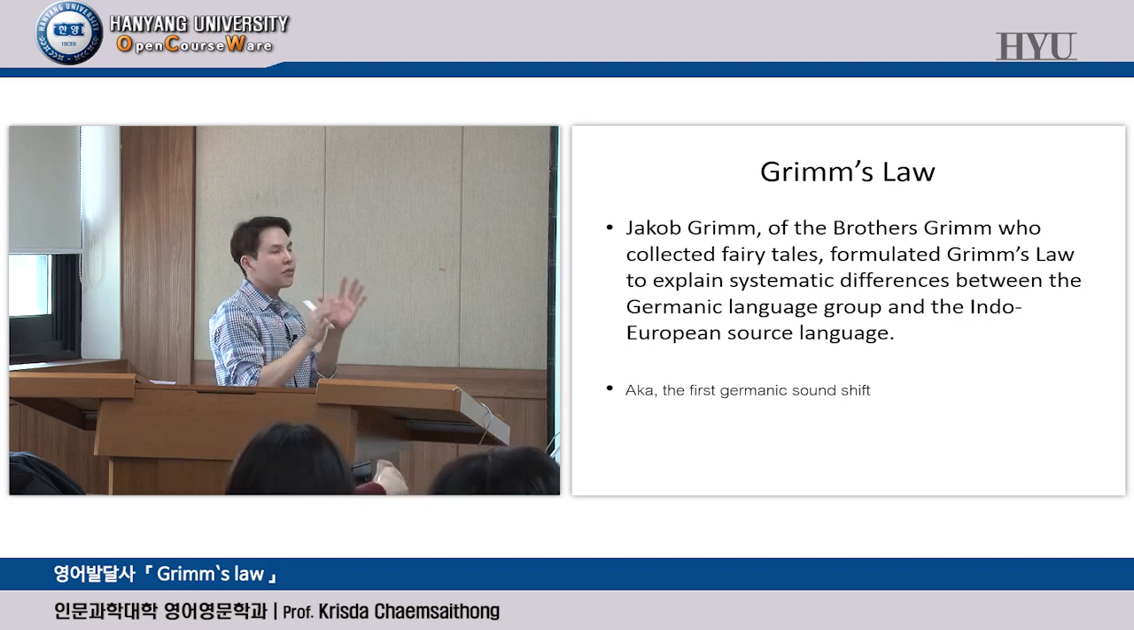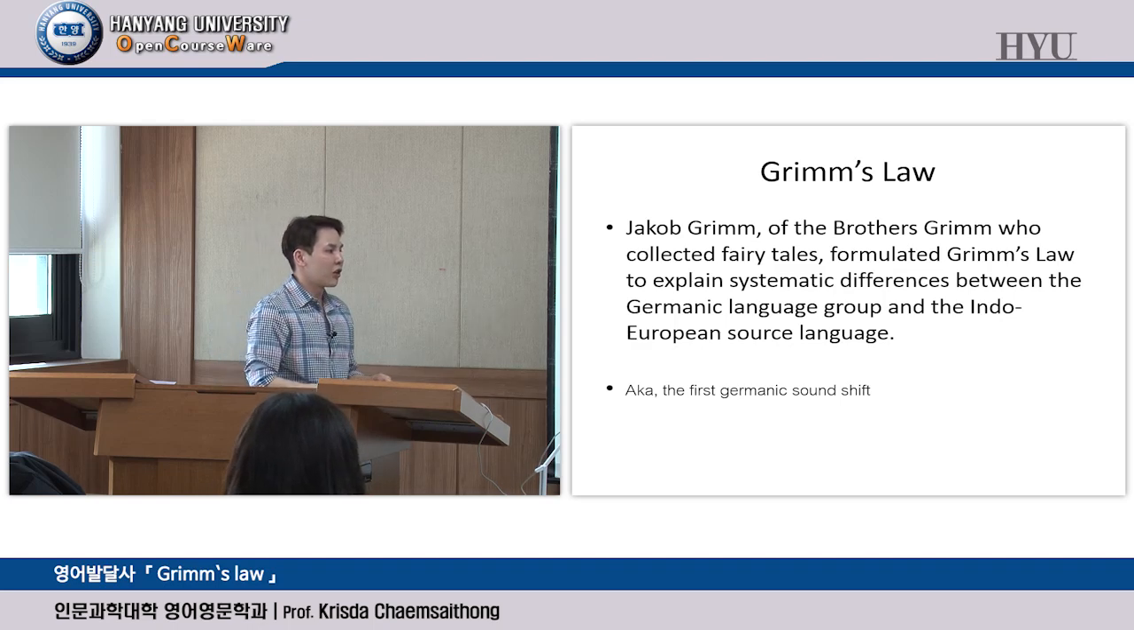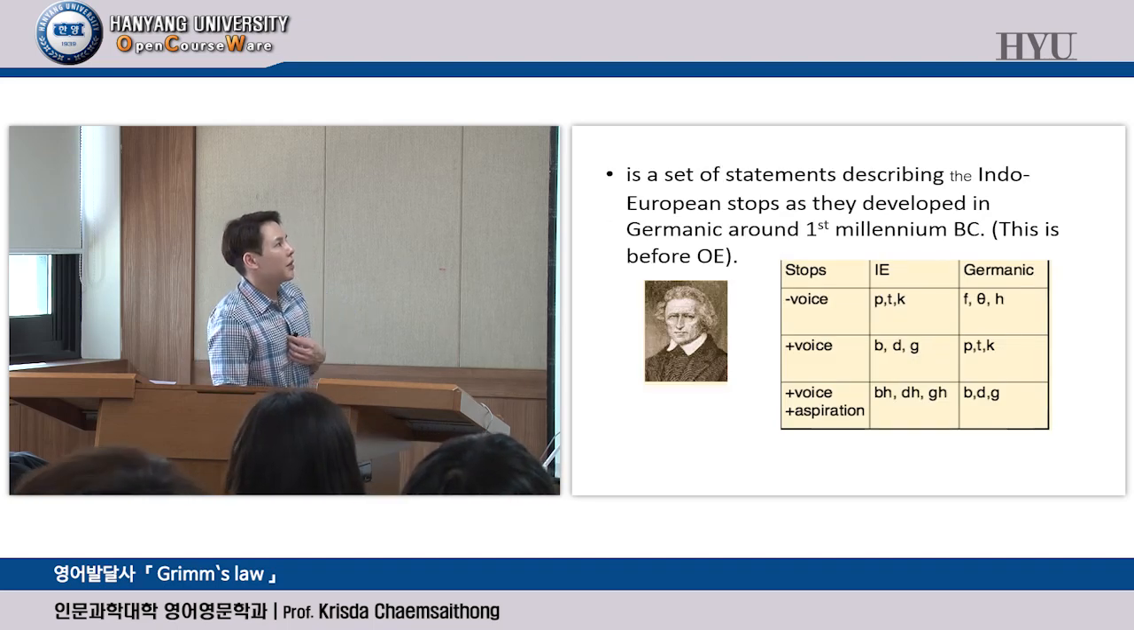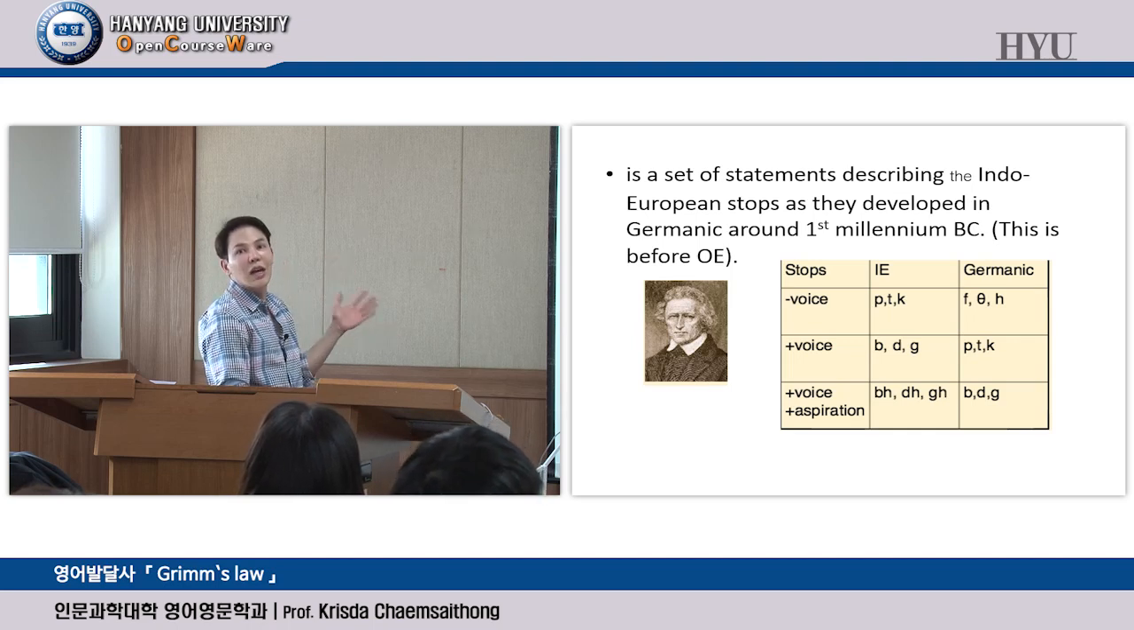So this set of sound changes changes Indo-European into Germanic, right? It's called the first Germanic sound shift. So there must be a second, right? So Grimm's Law is a set of statements describing the Indo-European stops as they develop in Germanic around the first millennium BC. So 1,000 years before even, right? So this is before even Old English.